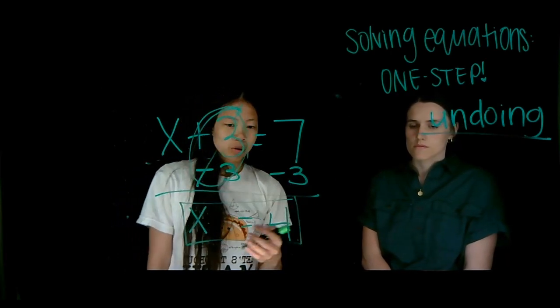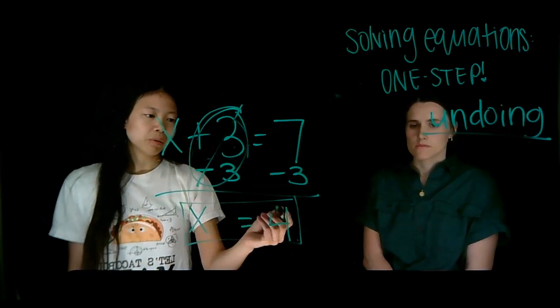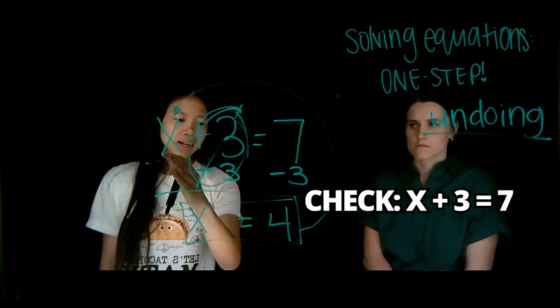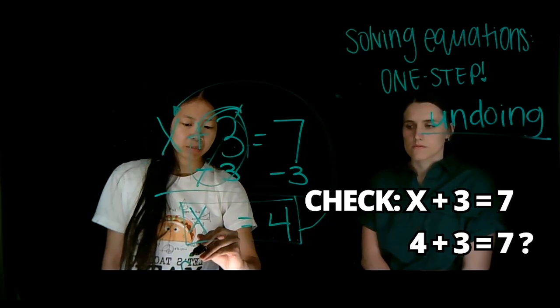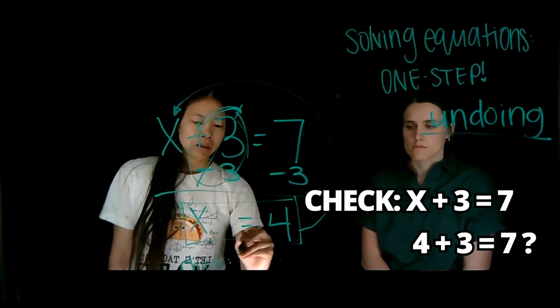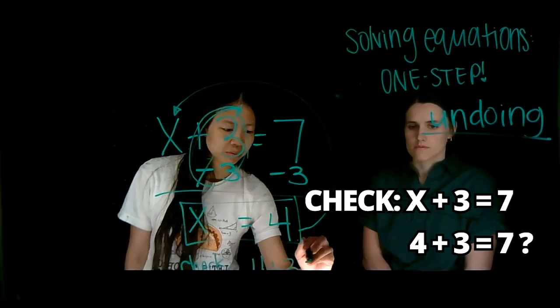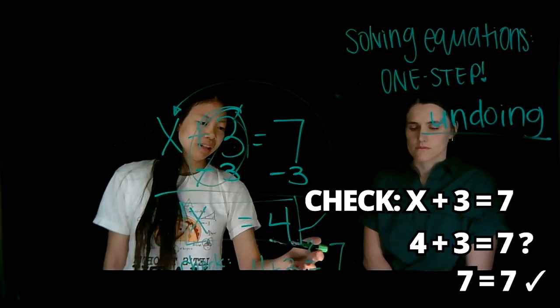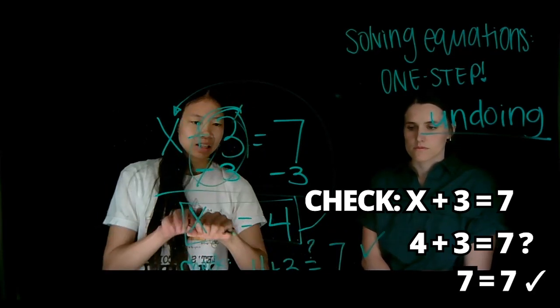The nice thing about equations is that you can always plug your answer back in to double check yourself. So instead of x, I'm going to swap it out with 4 to check myself. 4 plus 3, does that equal 7? And yes, 4 plus 3 is 7, so 7 does equal 7, so that does work out.